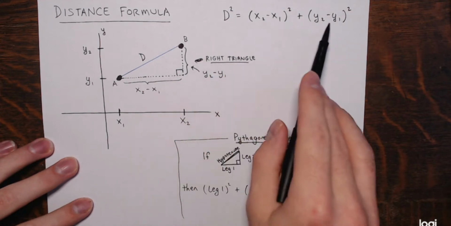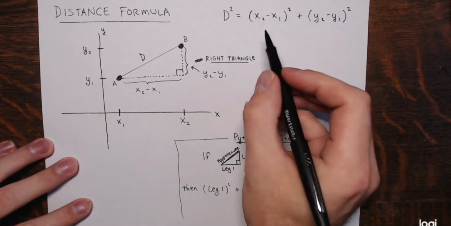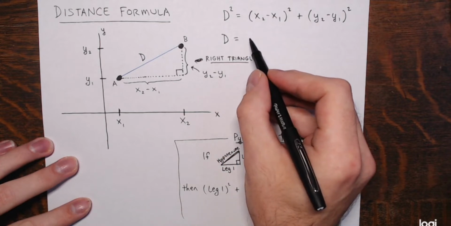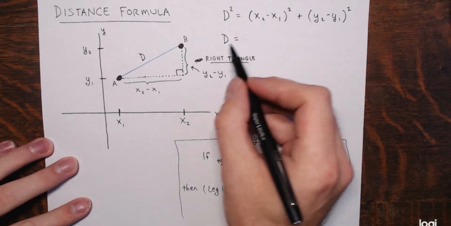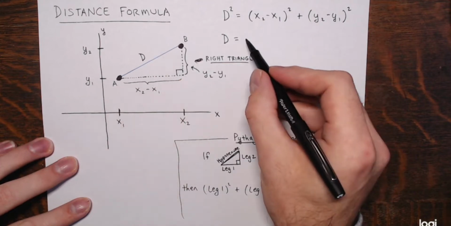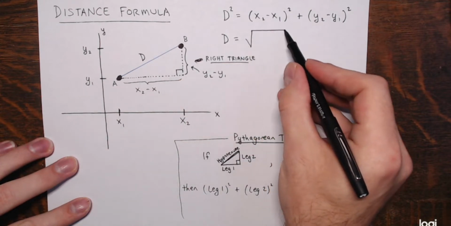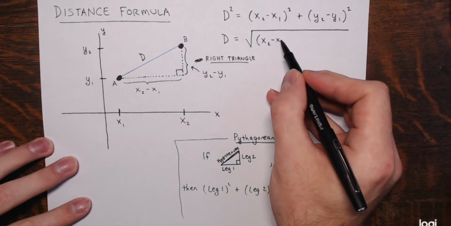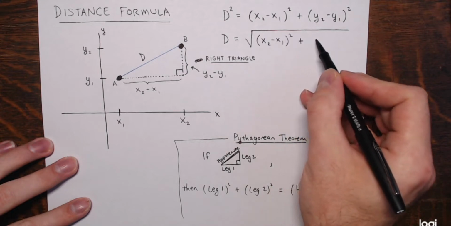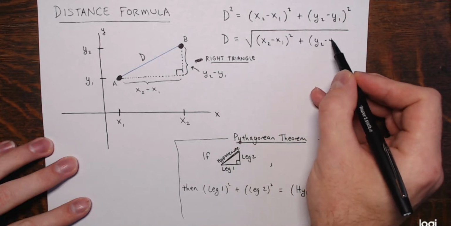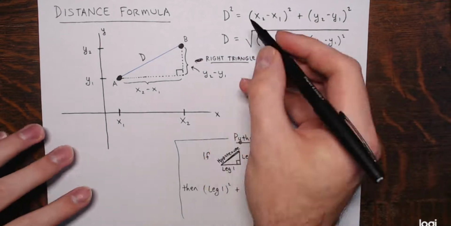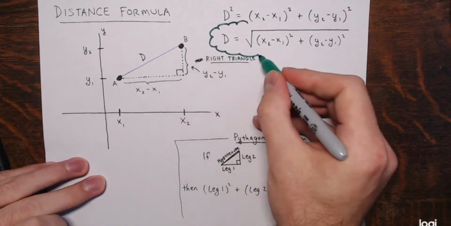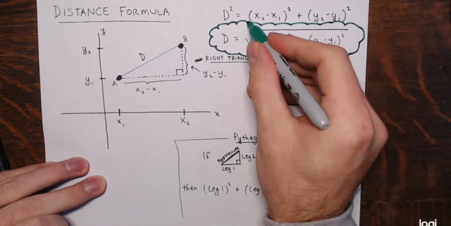I want just the distance though, so I take the square root of both sides, and we get the distance between these points. Now it could be the positive square root or the negative square root, but because we're talking about a length, we're going to just do the positive square root. So the square root of the quantity x2 minus x1 squared plus the quantity y2 minus y1 squared. And this right here, in a different colored box, this is the distance formula.